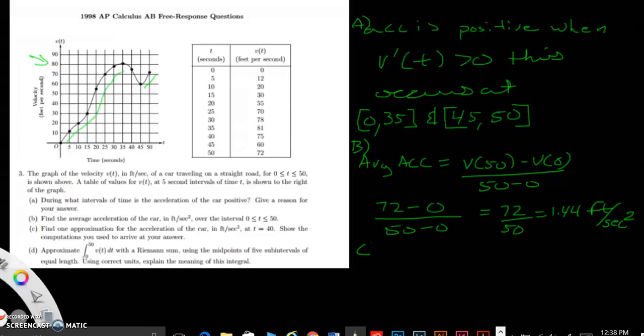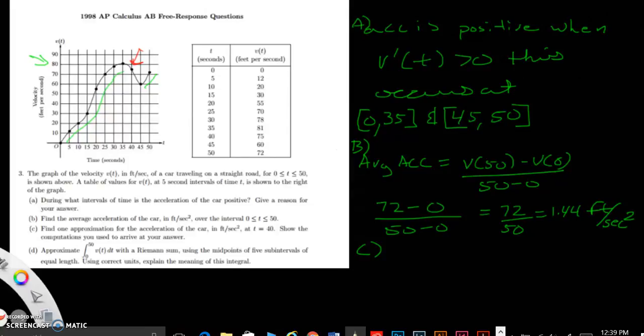Okay, part C now says find one approximation for the acceleration of the car in feet per second squared at t equals 40. Show the computations that lead to your answer. Okay, so I'm going to switch colors. So t of 40 is here. What you could do over here is find the slope from the left and the slope from the right of this point. And if you do that, then you could just add them up and average them out, right?